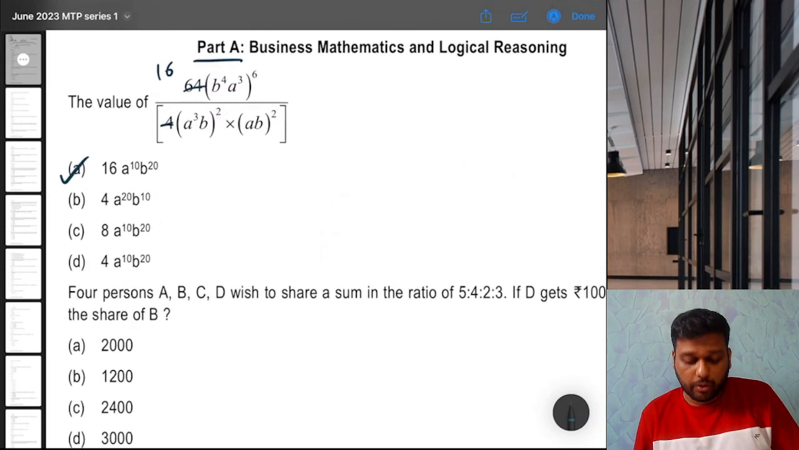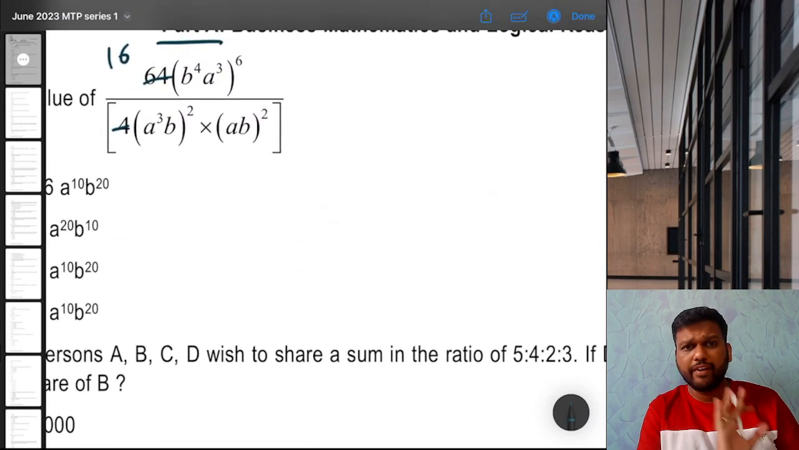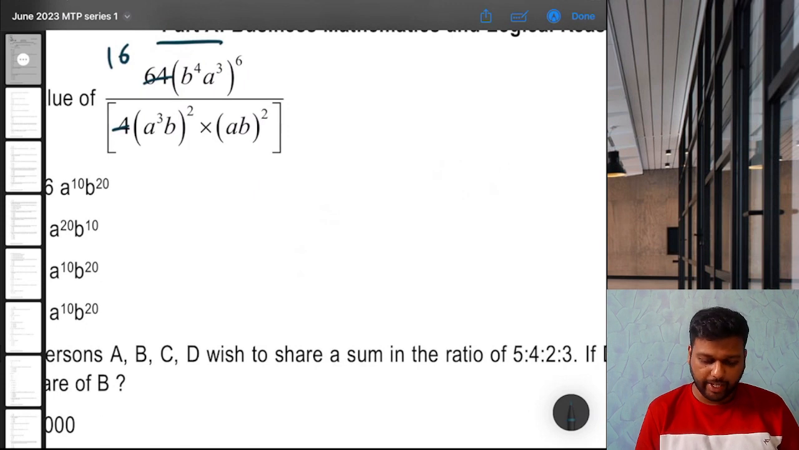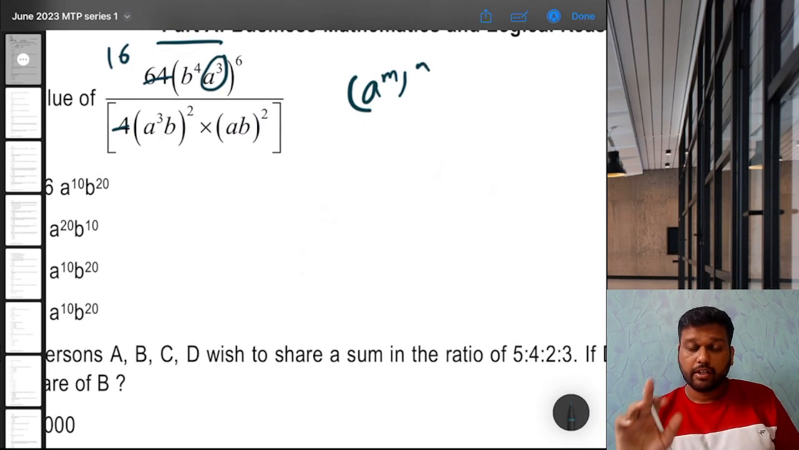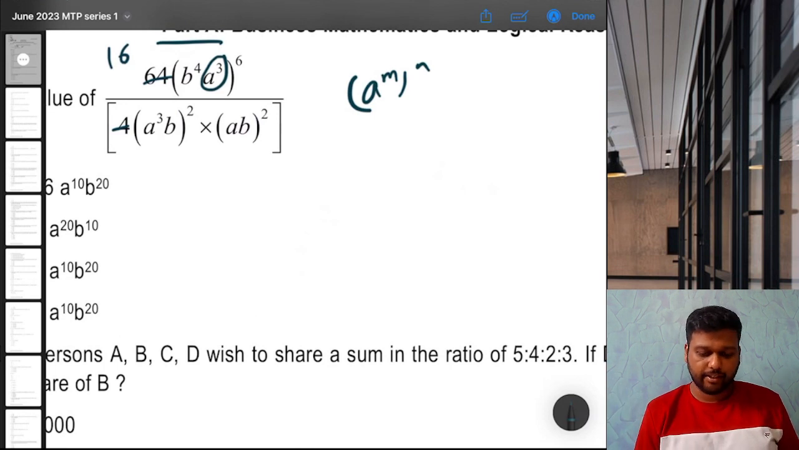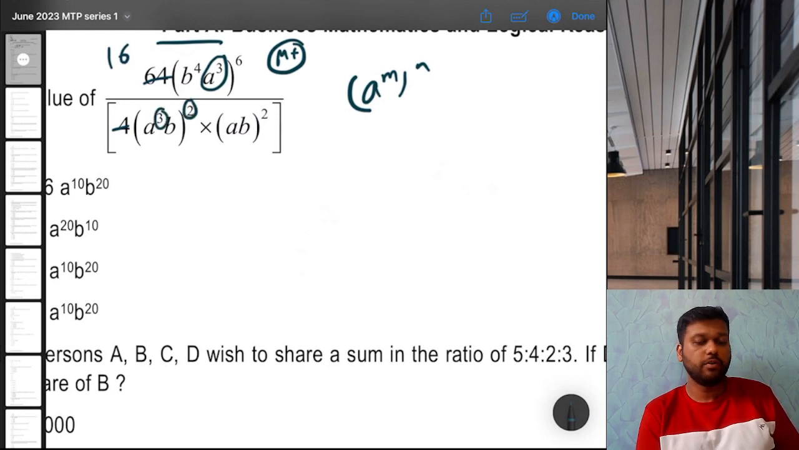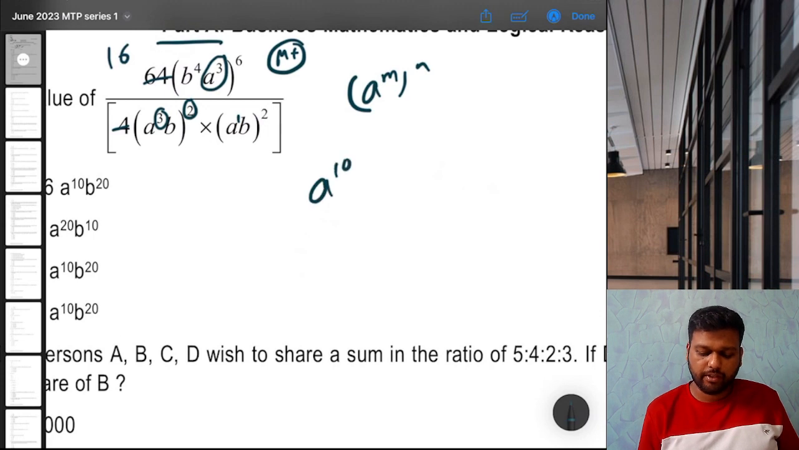But still, if you want to solve, what will you do? Everything should be on the calculator. First, let's think about A. A raised to 3, bracket raised to 6. What is A raised to M, bracket raised to N? A raised to M into N. So 3 into 6, M plus. If power is in the numerator, we add it. Then denominator 3 into 2, M minus, because it is in the denominator. Then 1 into 2, again M minus. If you press MRC, you get 10. So A raised to 10.